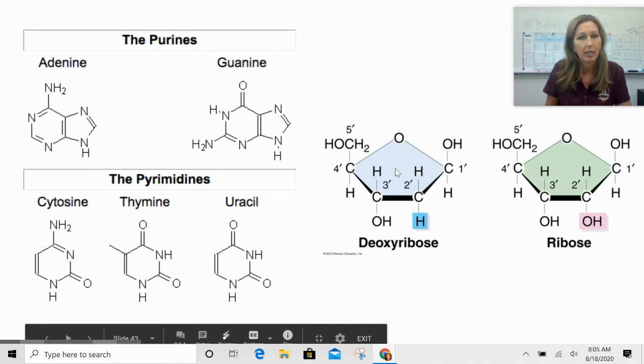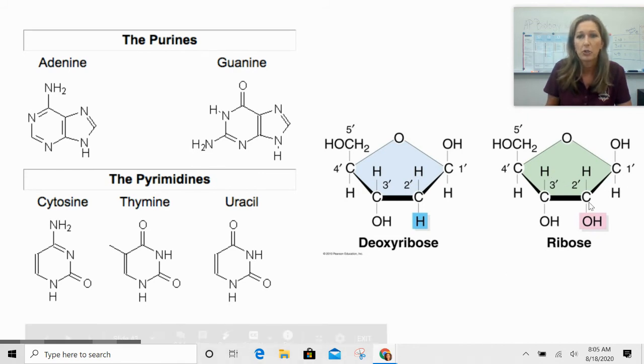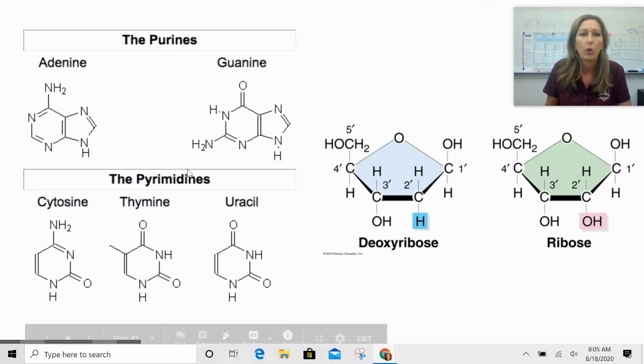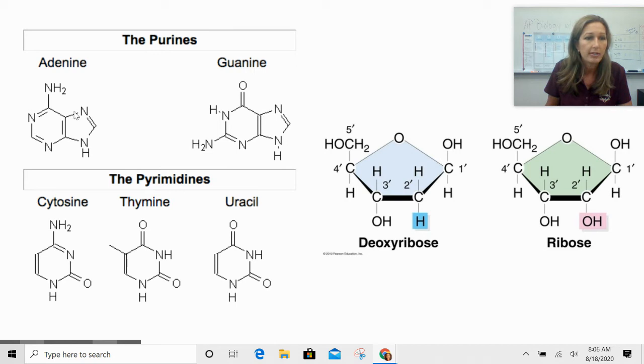You'll have to recognize again over here, these are my pentose sugars. Here's ribose, here's deoxyribose, and the difference is this loss of oxygen. That's why it's deoxy. You will have to make sure that you are understanding which nitrogenous bases are purines and which ones are classified as pyrimidines. The difference is whether it's a double ring structure or a single ring structure.